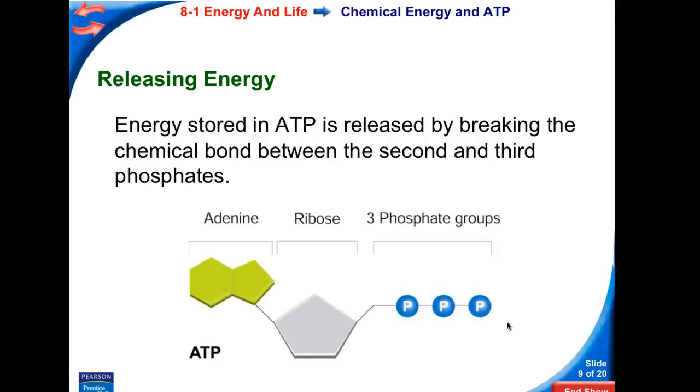In releasing energy, the energy stored in ATP is released by breaking the chemical bond between the second and the third phosphate group. We call that the terminal bond. When that bond is broken, you release about negative 7.3 kilocalories per mole of energy. There it happens. We release that phosphate group, and now we have a molecule of ADP plus P.